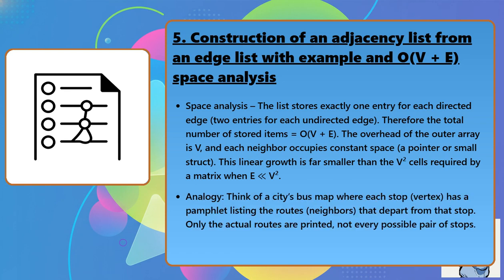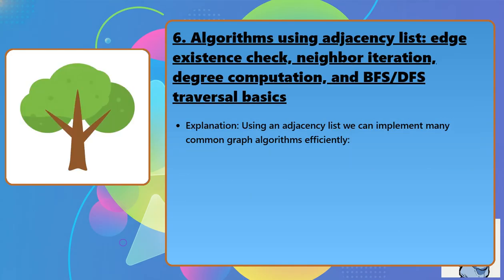Analogy: think of a city's bus map where each stop (vertex) has a pamphlet listing the route's neighbors that depart from that stop. Only the actual routes are printed, not every possible pair of stops. Explanation: using an adjacency list, we can implement many common graph algorithms efficiently.